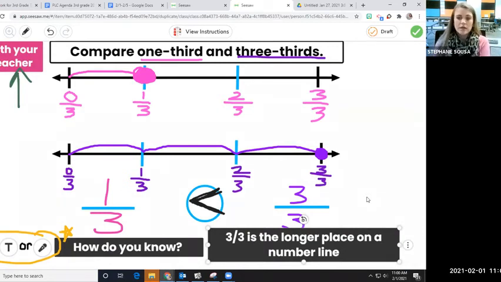So again, we're using math vocabulary. I'm using the fraction, I'm using place, and I'm using number line. I'm not just saying because it's bigger. Okay, that doesn't tell me which one is bigger. It doesn't tell me that you understand bigger is going to be greater. So we got to use that math vocabulary. Okay. 3 thirds is the longer place on a number line. You might also say 3 thirds is longer than 1 third.